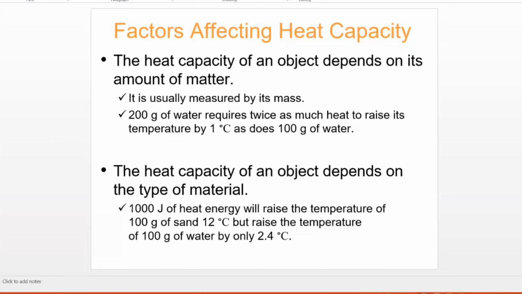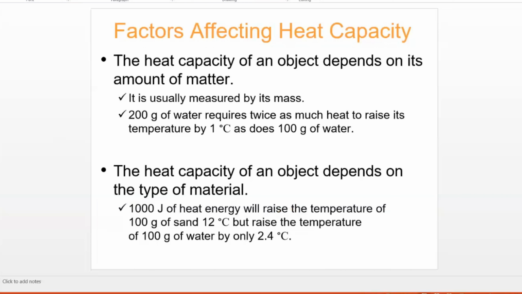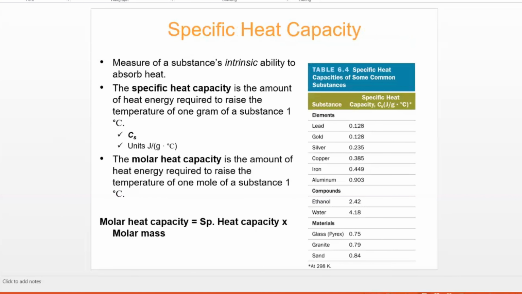And here's a great example. If you put 1,000 joules of heat energy onto 100 grams of sand, it will raise it 12 degrees, but it raises the temperature of water only by 2.4 degrees. And a great example of this is the beach. If you go to the beach in June, the water might still be pretty cold, but the sand is hot. And that's because sand does not take much energy to change temperature, and it has a lower heat capacity than water. And again, this specific heat capacity is different for every object.